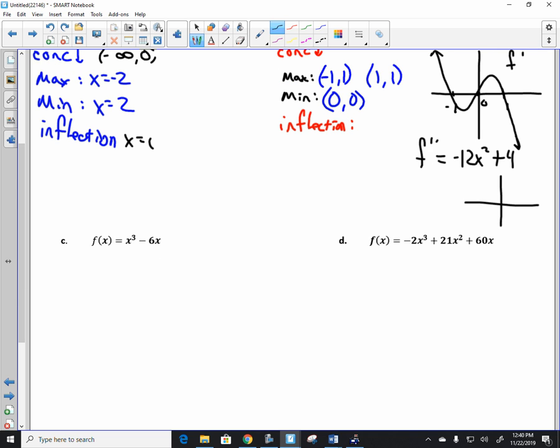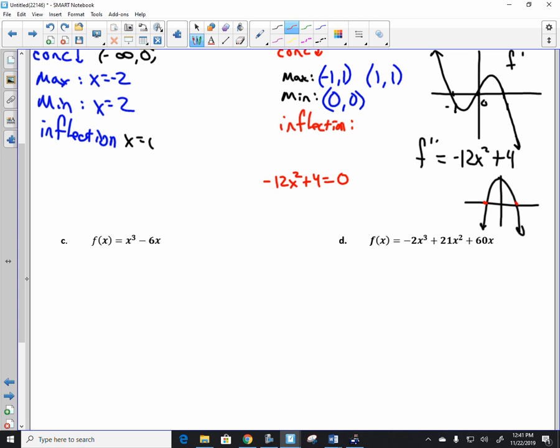Shape. Upside down parabola, shifted up 4 units. Sure would be helpful to know where it crossed the x-axis, wouldn't it? So I'm going to figure out where it crosses the x-axis. I have to set it equal to 0. Negative 12x squared plus 4 equals 0.